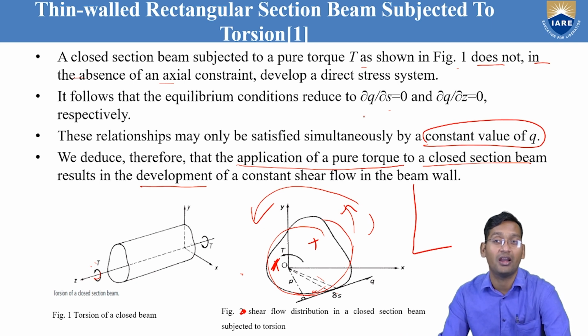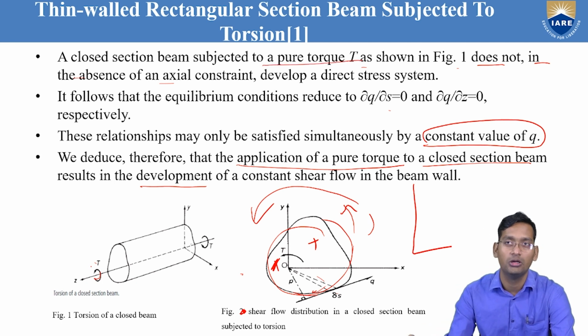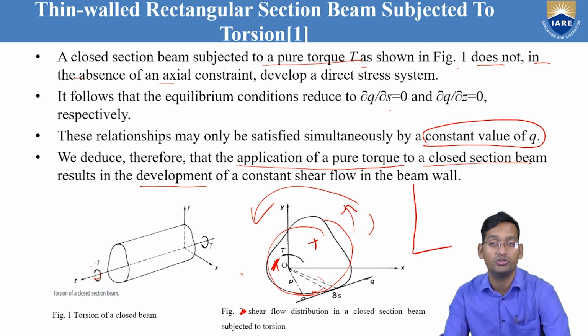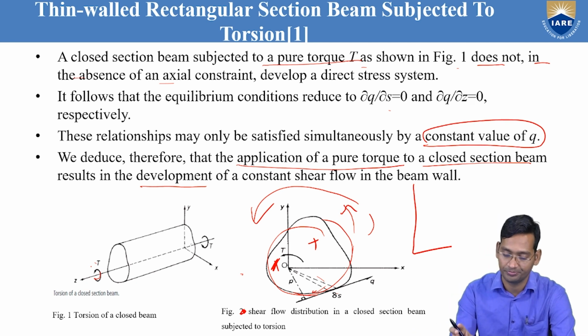We deduce therefore that under the application of pure torque the shear flow is constant here, and already at the start we had seen that we are considering only pure torque. So hence, because of the pure torque on a closed section beam, what happened? A constant shear flow will be developed on the beam's wall.